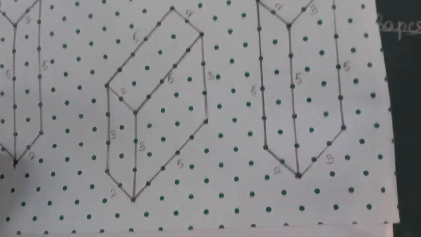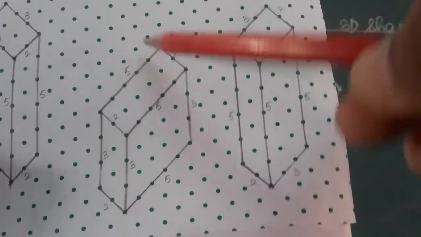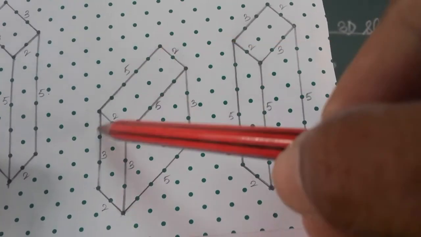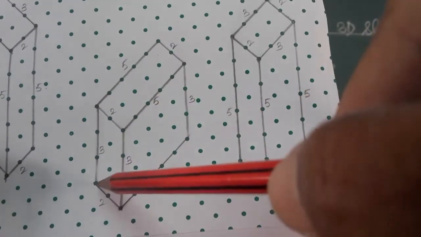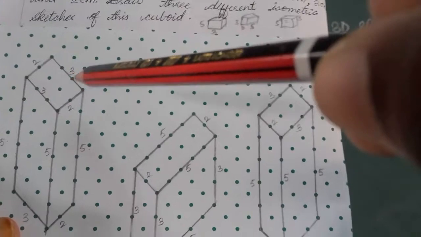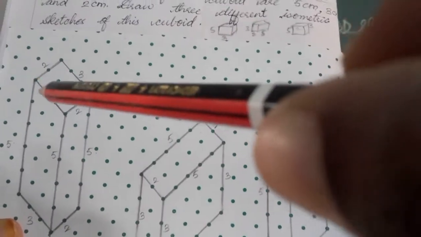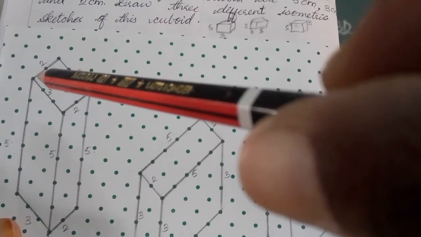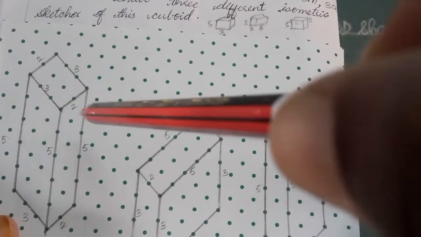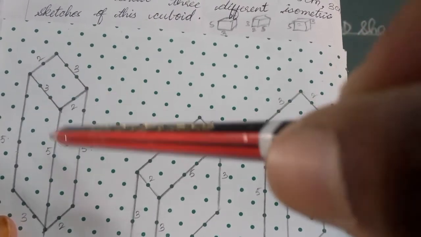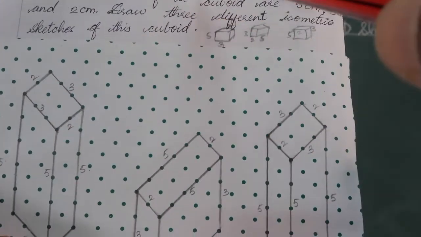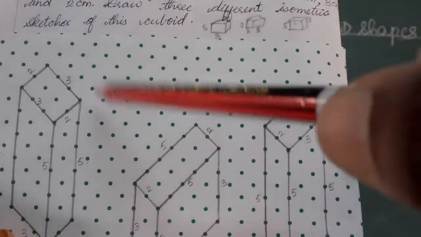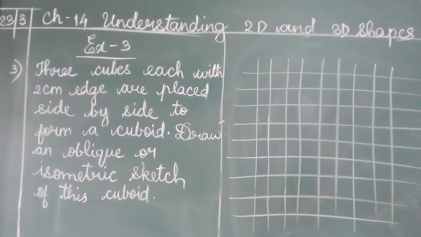So let us draw this. Just now you have seen that we have taken the length as 5, the breadth as 3 and the height as 2. Now for the other two figures, you have to take the length as 3, breadth as 2 and height as 5, and then the length as 2, breadth as 5 and height as 3. Draw that children, complete that.